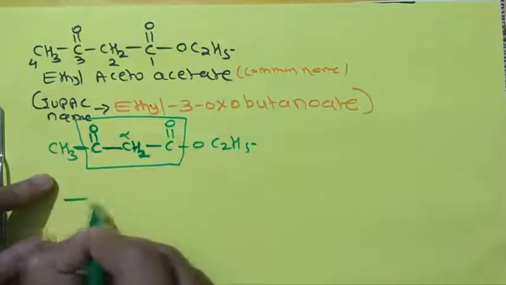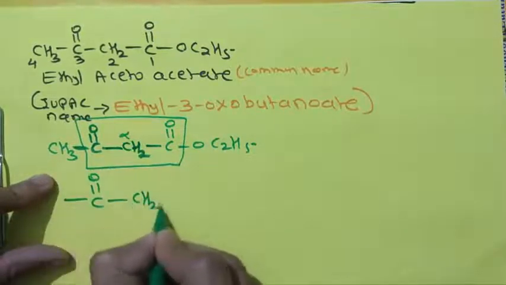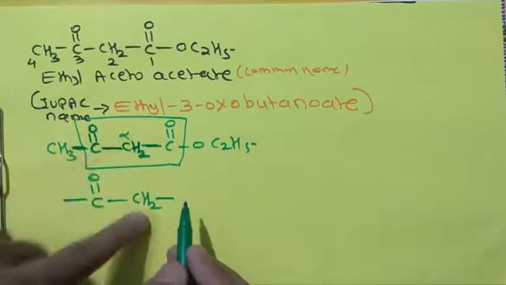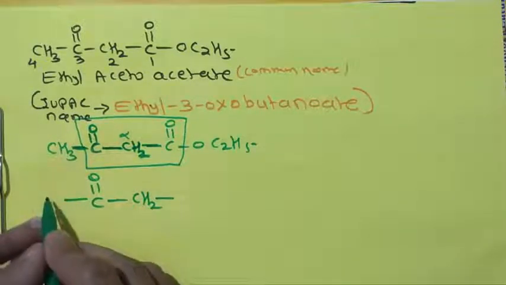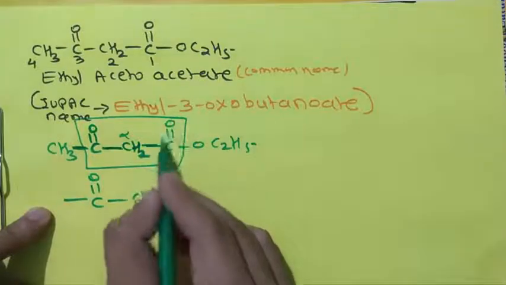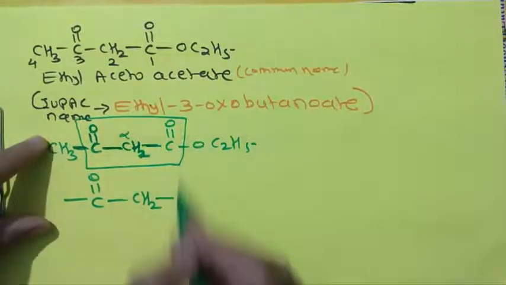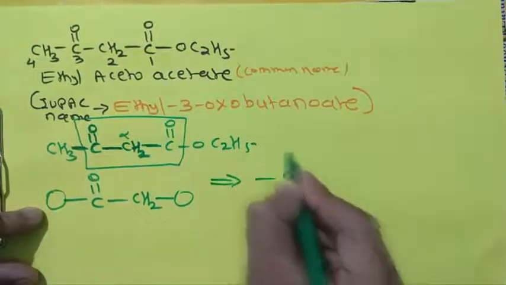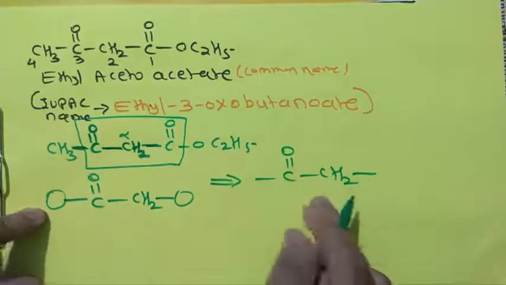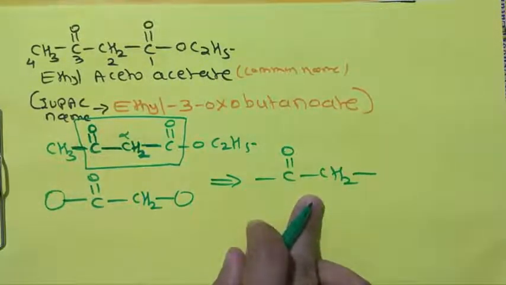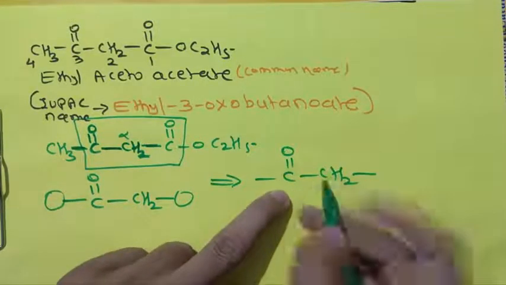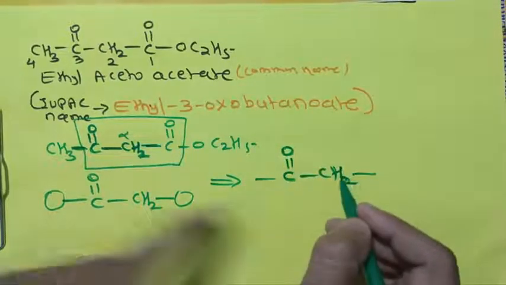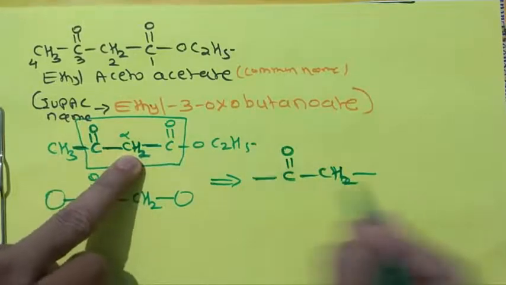I can write it like this: C double bond O CH2. Only this structure. I cannot write the other group that is also present here, C double bond O C2H5. This group is present, but I can write only the C double bond O CH2 in order to understand the correct mechanism of keto-enol tautomerism. Remember, only this C double bond O CH2. The remaining groups I cannot write.